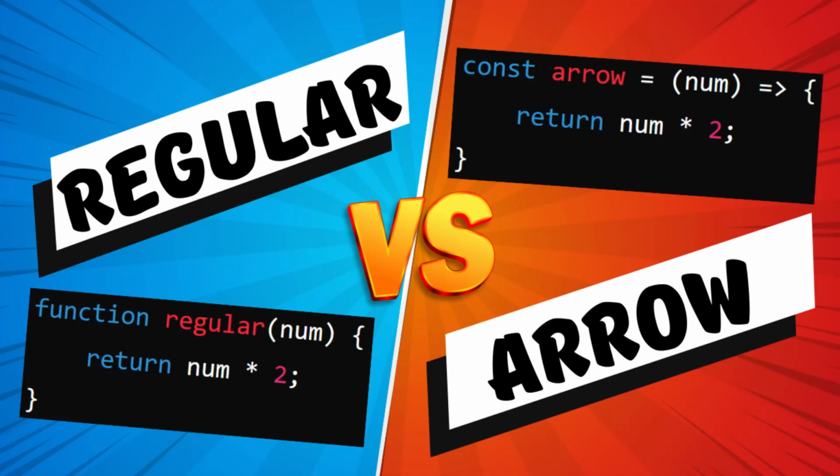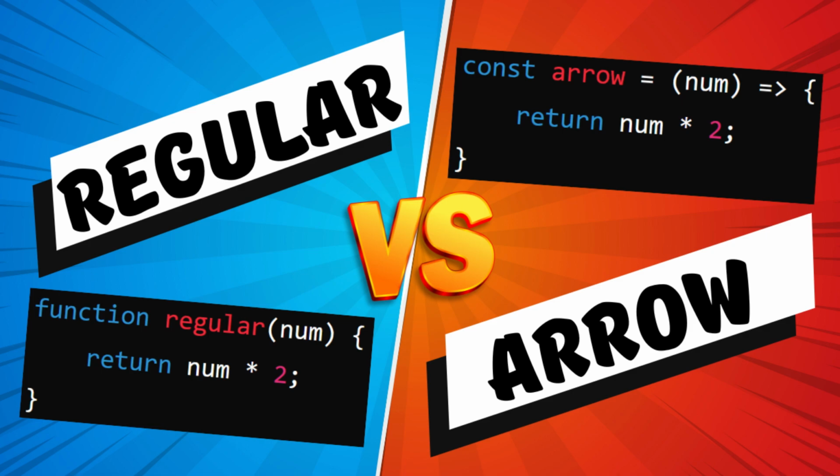JavaScript is an essential language for web development, and understanding its nuances is key to becoming a proficient developer. Today, we're diving into a fundamental concept: arrow functions versus regular functions. We'll explore their origins, why they're used, and how to apply them in your code.